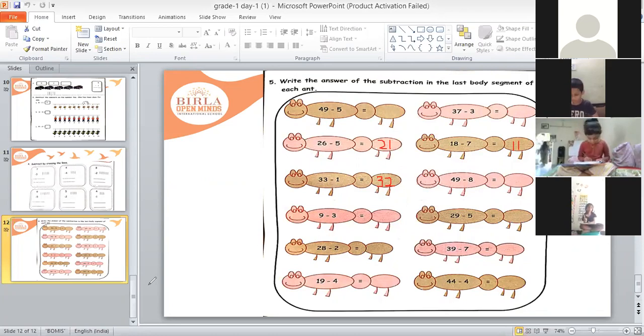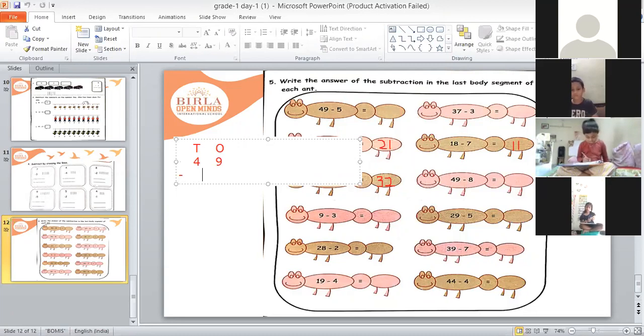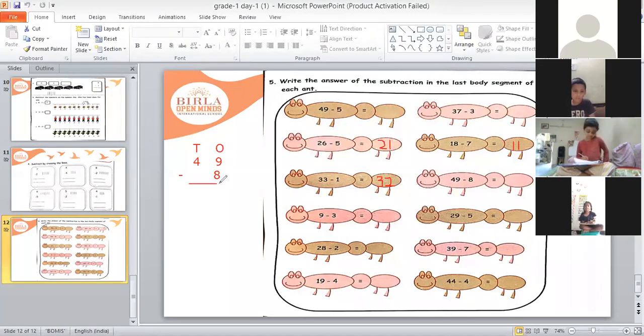Tanvisri, read next question. Yes, read fast. Sixth question. 49 minus 8. This is 49 minus 8. Very good. Okay, Tanvisri, tell me what are the numbers in ones place? 9 and 8. Very good. So numbers are 9 and 8.